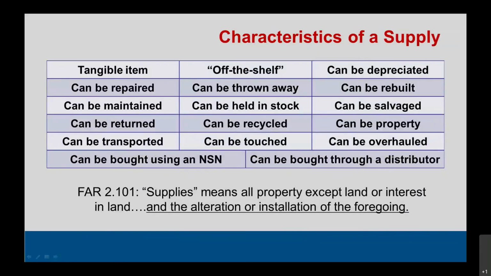Before we move on, there's some uncertainty about what constitutes a supply at times, so I've listed the characteristics of a supply here. If it's a tangible item that can be overhauled, depreciated, repaired, thrown away, or disposed of, et cetera, as you see on this screen, then it's a supply. A supply is a noun, it's a thing. And also, the FAR definition of supplies says that it means all property except land or interest in land, and the alteration or installation of the foregoing, meaning it could include altering a supply or installing a supply.